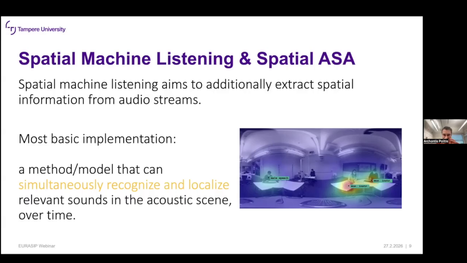In its most basic implementation, at least, we could think of a model or a method that tries to provide some information like that would be simply a model that can recognize and localize relevant sounds in an acoustic scene over time. And by relevant sounds, we typically mean that we define some set of sound classes of interest, and then the model has to focus on these specific ones as the most relevant ones to our application.